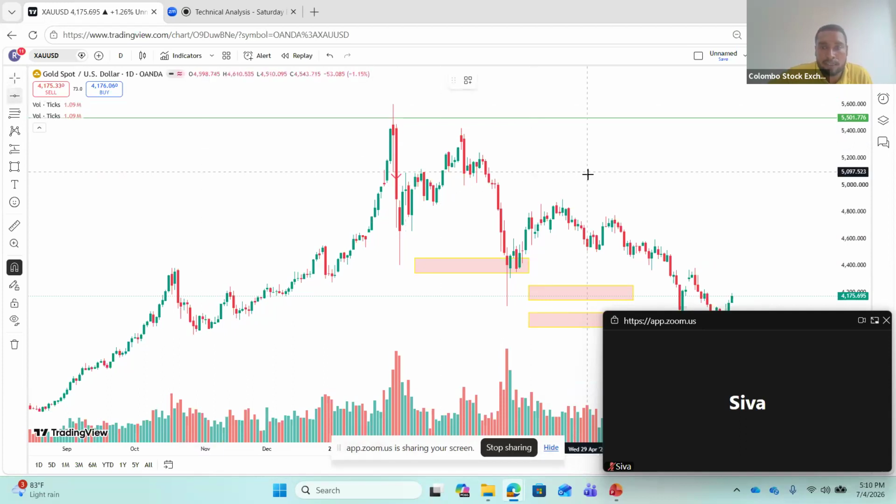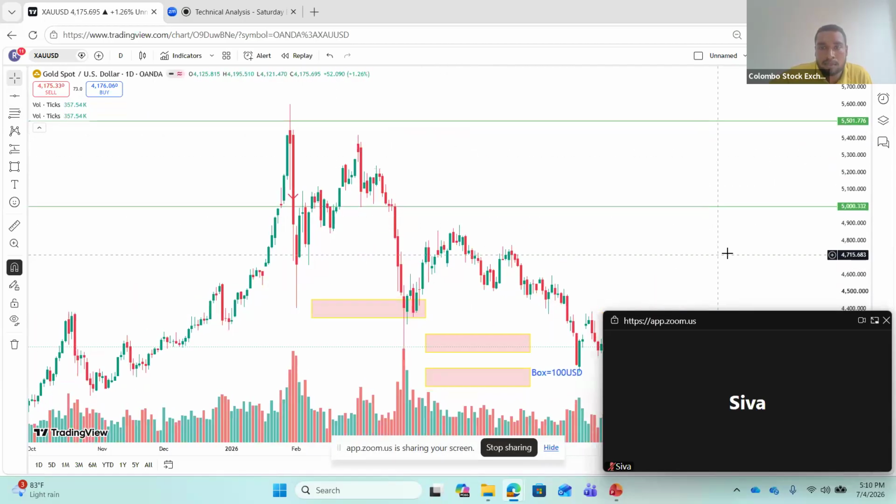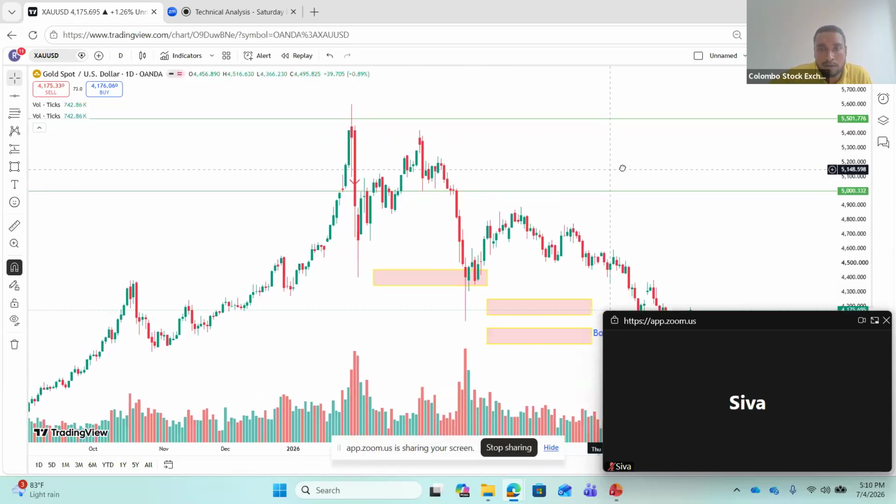So if you point to the 5,000 level, maybe here, this is also a support level. You can see the price reaction here. The price has bounced from that level. This is actually the 5,000 level. These are also key levels. At this point, it is a resistance. But if you are looking from this point, this has been a support. This 5,000 level has been a support level.